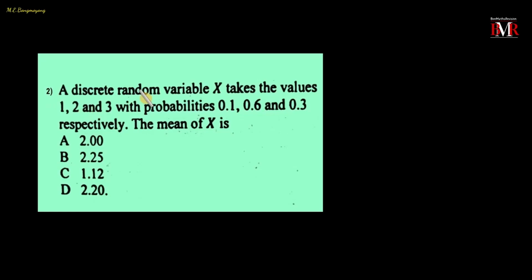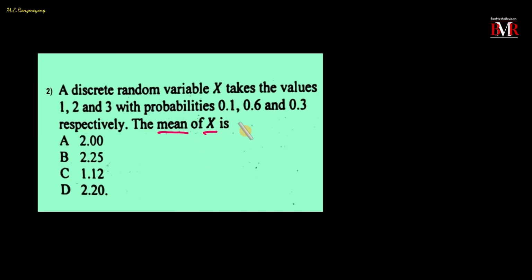2. A discrete random variable x takes the values 1, 2, and 3 with probabilities 0.1, 0.6, and 0.3 respectively. The mean of x is A 2.00, B 2.25, C 1.12, D 2.20. So here we are required to calculate the mean of the random variable x.